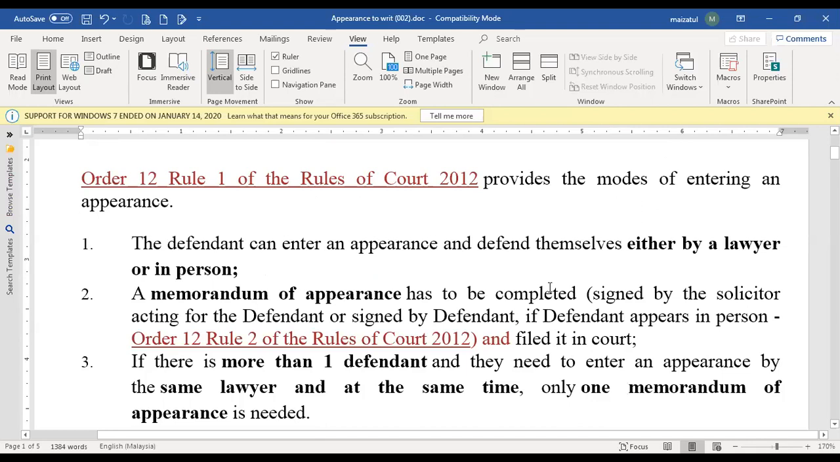Basically, you can enter an appearance either by your lawyer or in person. The document that you file in court is called a memorandum of appearance. A memorandum of appearance needs to be signed. If you enter by a lawyer, the lawyer will sign on behalf of the defendant. If the defendant enters in person, the defendant will sign the memorandum of appearance and file it in court. You can also read this in Order 12, Rule 2.